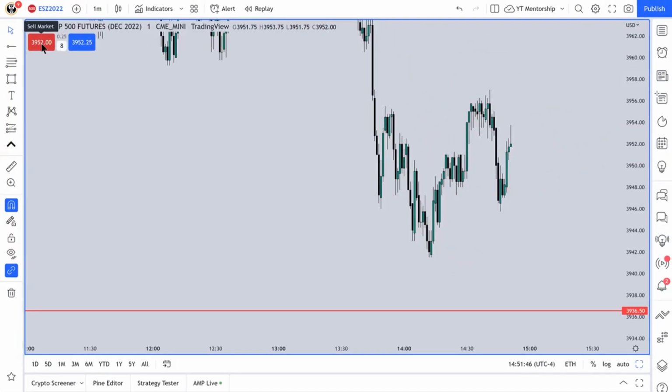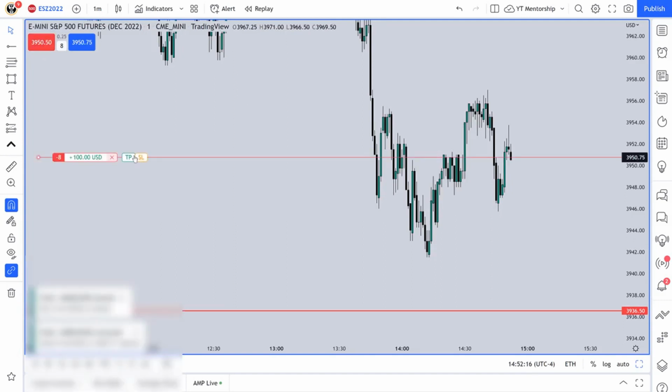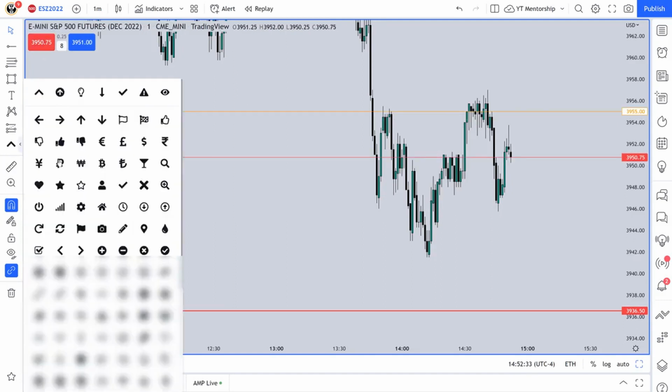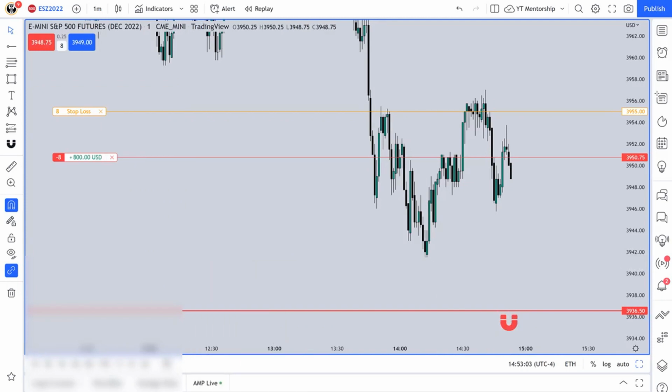So we're going to be doing an afternoon session live trade. This is through an AMP live account, so it's not demo, it's not paper trading. It's a draw on liquidity I'm using.